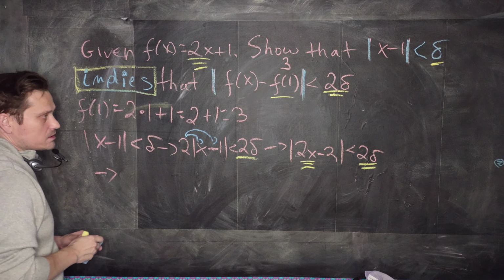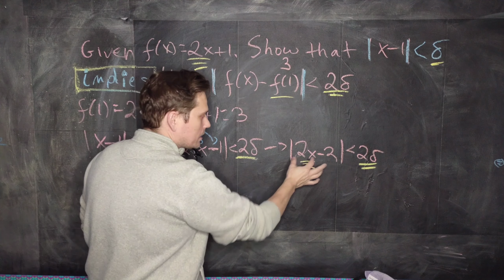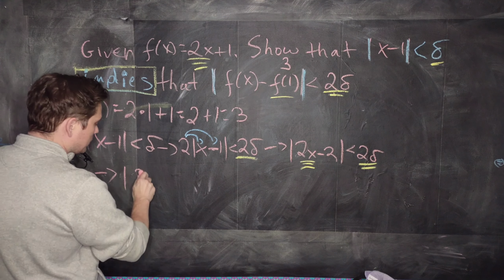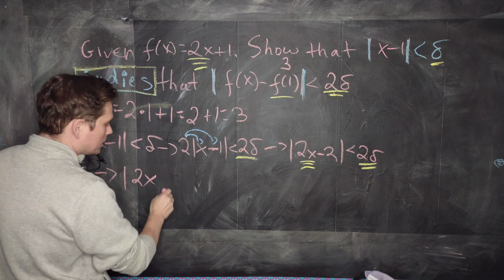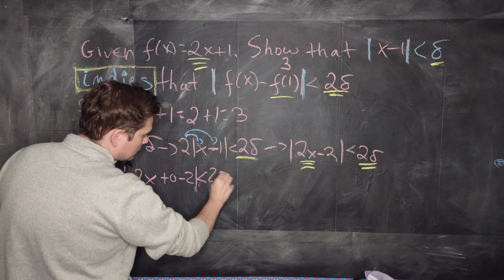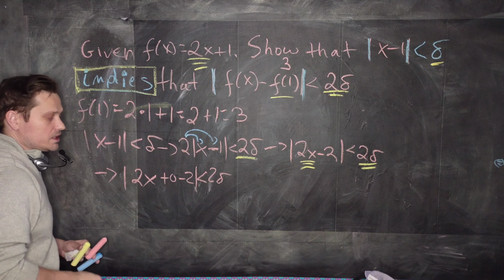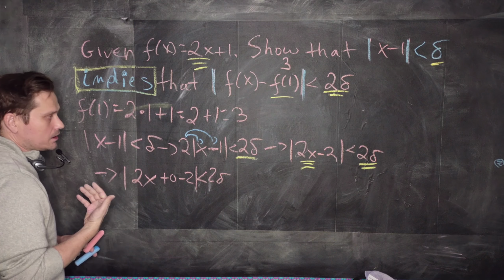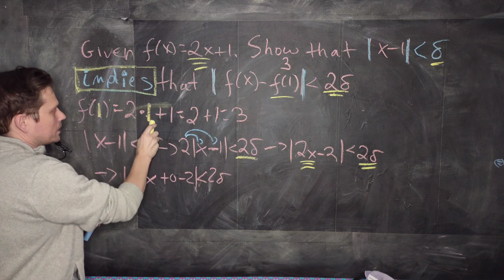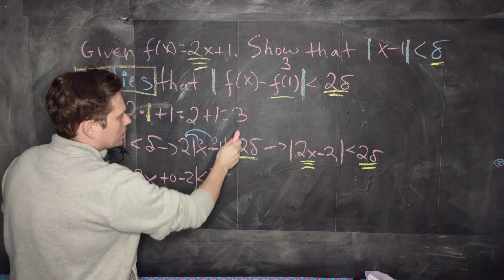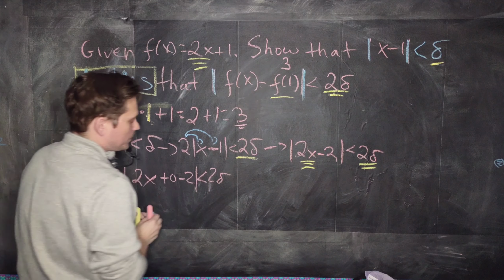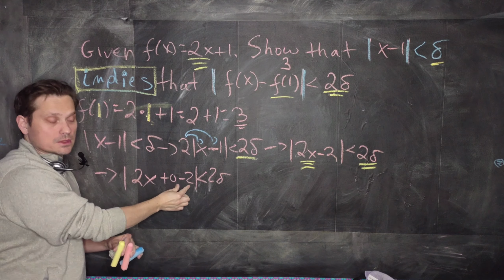We're going to do a basic trick, which is add a really convenient form of zero. So I'm going to have absolute value bars 2x, and then I'm going to do plus 0 right here, minus the 2, still less than 2 delta. What is the convenient form of 0 here? Well, we got to keep in mind something. You see, the value of the function right here at 1, when 1 went in, 3 came out, correct? So this has to ultimately be like minus 3, but this says minus 2.